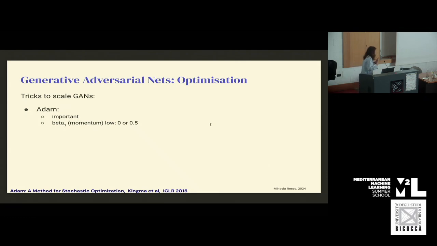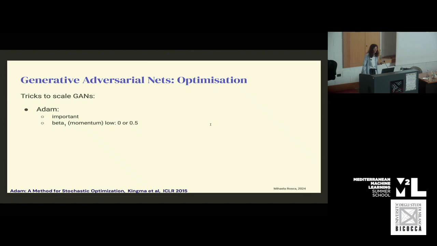Moving from SGD with momentum to Adam has been quite important for GANs, and the hyperparameters of Adam also matter a lot. So again, ignore hyperparameters at your own peril. In GANs, because we have two models playing with each other, it turns out that having low momentum is better. So either none or very little, because you don't want to move too much in previous directions. So think about that intuition of why we are doing momentum.